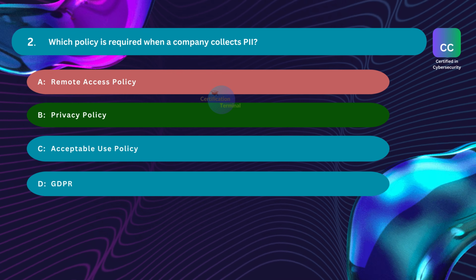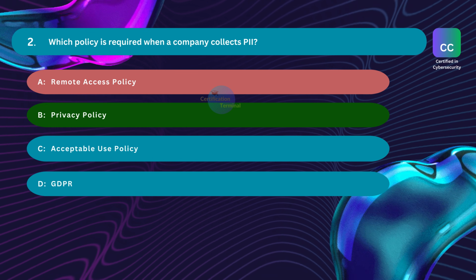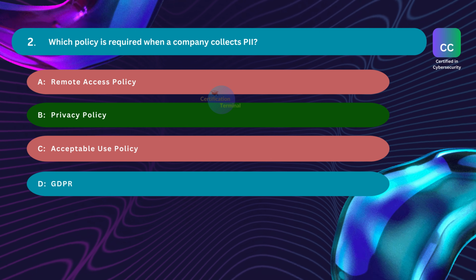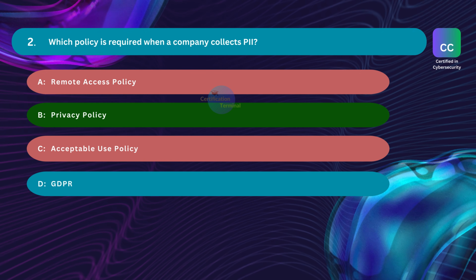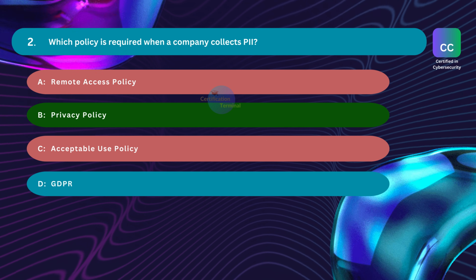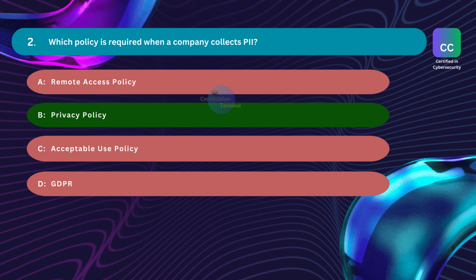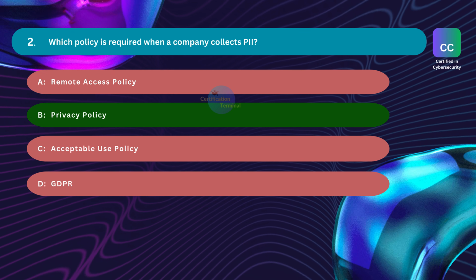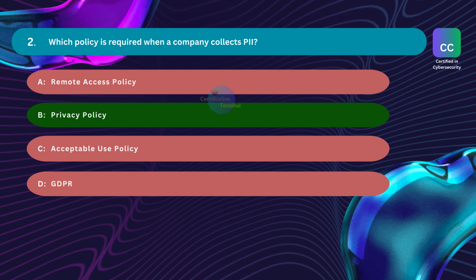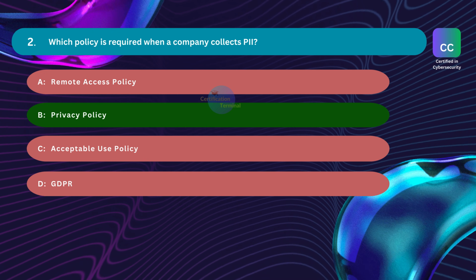A remote access policy, Option A, defines guidelines and procedures for accessing a company's network remotely. An acceptable use policy, Option C, specifies acceptable behavior regarding the use of company resources. While these policies are important for security and usage guidelines, they don't specifically address the handling of PII collected by the company. GDPR, Option D, is a legal framework governing data protection and privacy for individuals in the European Union. While compliance with GDPR is crucial when handling PII, GDPR itself is a regulation set by the EU and not a policy established by the company.